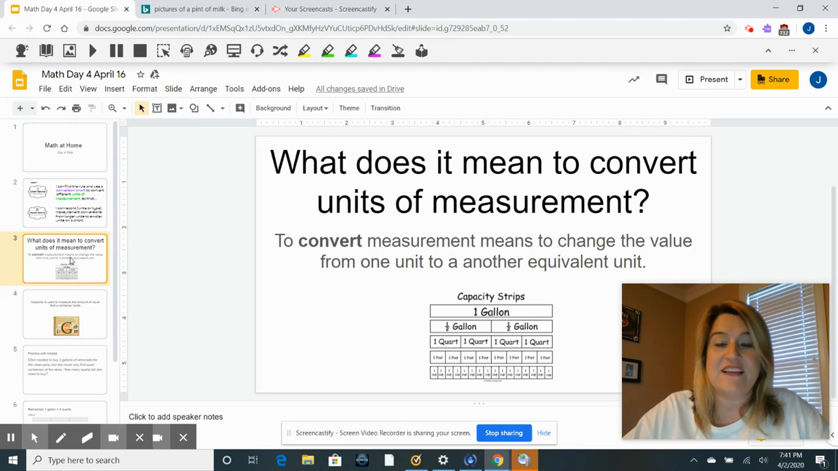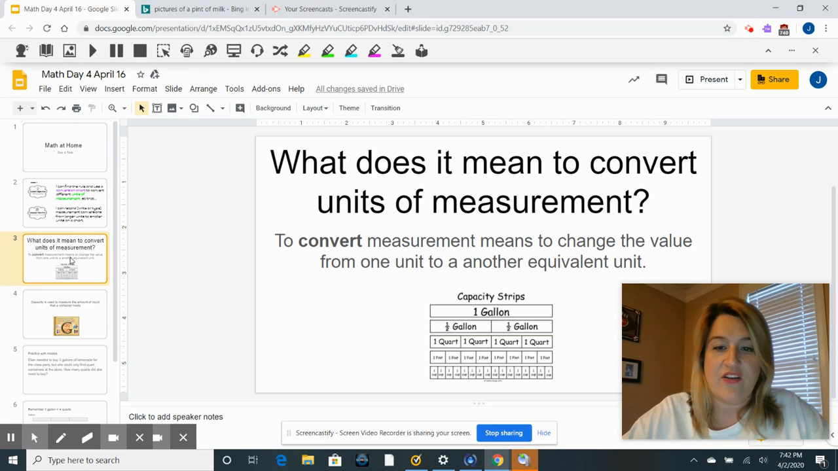So what does it mean to convert units of measurement? To convert measurement means to change the value from one unit to another equivalent unit. Remember, equivalent means that it's equal, it's the same. And when we're measuring capacity, we're measuring the amount of liquid that something will hold.